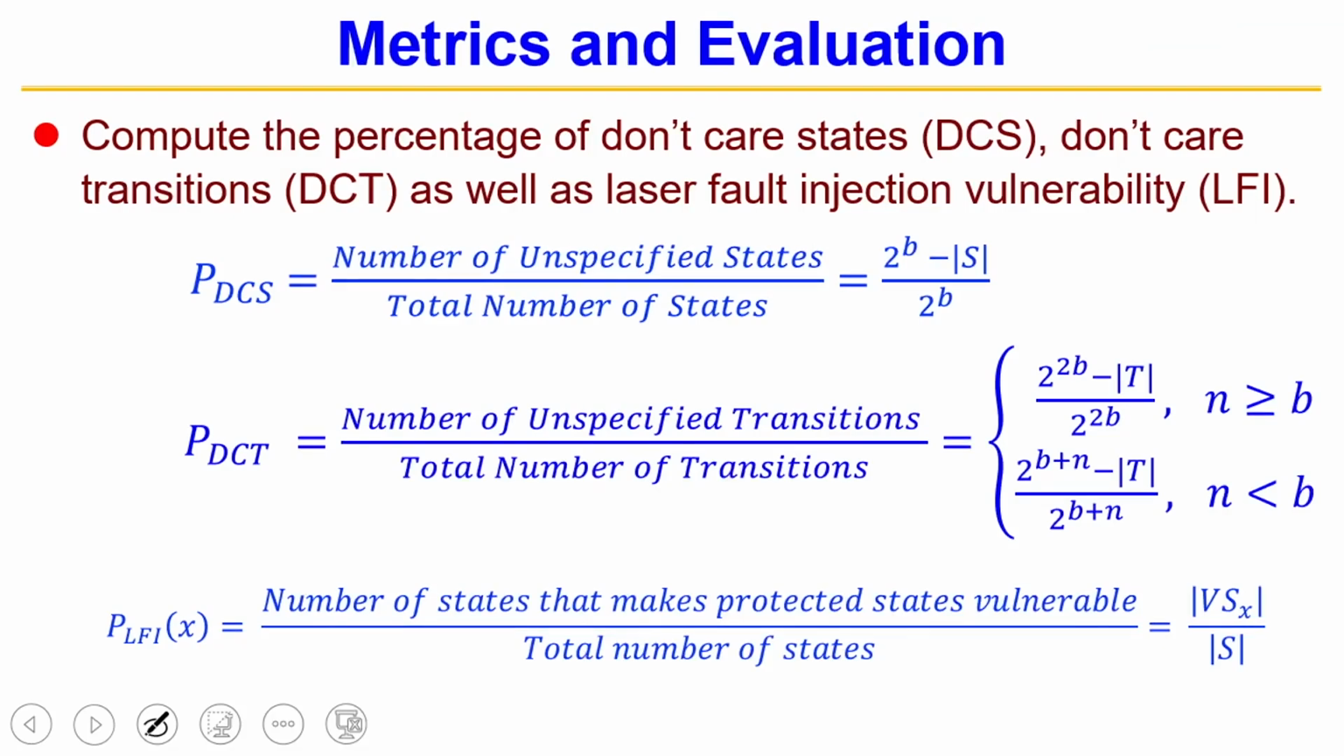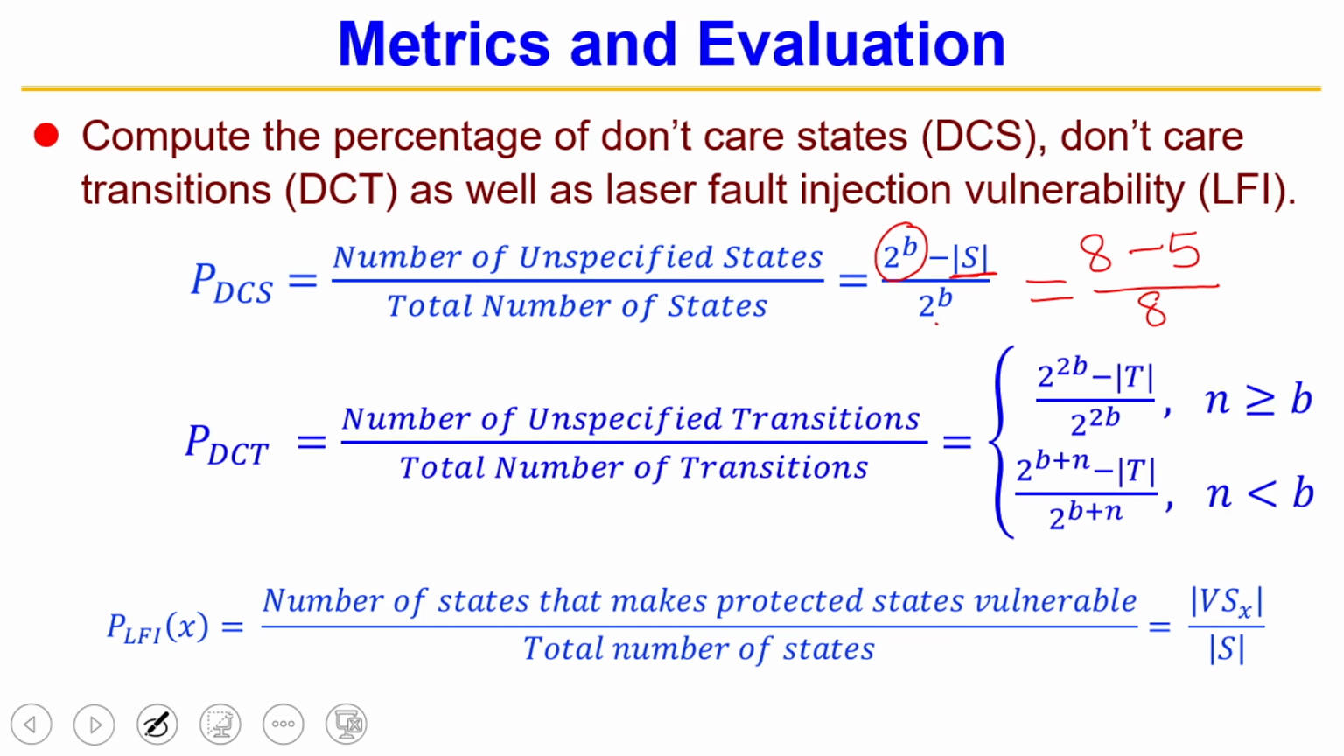So, how do we compute these vulnerabilities in the first place? Do not care states is as simple as the number of unspecified states over the total number of states. How do I compute it? If you have b bits of encoding, 2 to the power b is your total number of states. Out of that, how many states you have specified. In the previous example, we have 8 possible states, 5 were specified, so 3 over 8 is the probability.